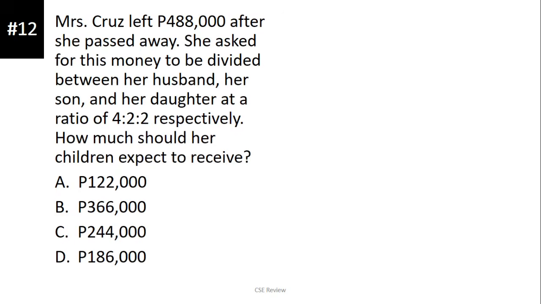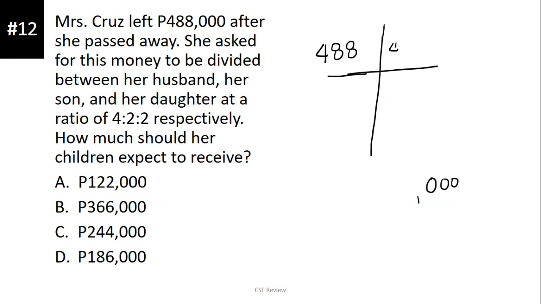Okay? Number 12. Okay, I already demonstrated this in some earlier videos. You just put a cross kasi may namatay. Okay? And then you put yung amount. So, 488,000. Pero I suggest 488 na lang. Ilagay nyo na lang yung tatlong zero dito sa gilid. Nakaabang na yan para dun sa sagot. So, 488. Tapos, ang ratio is 4 is to 2 is to 2.